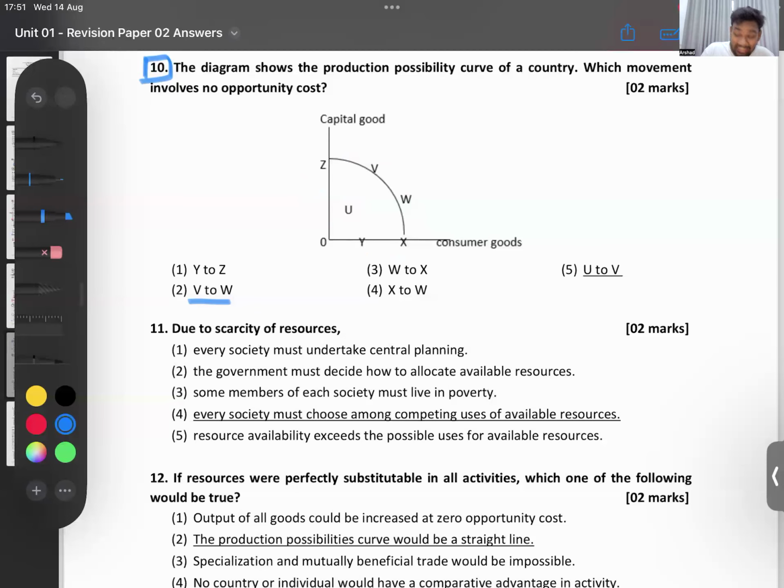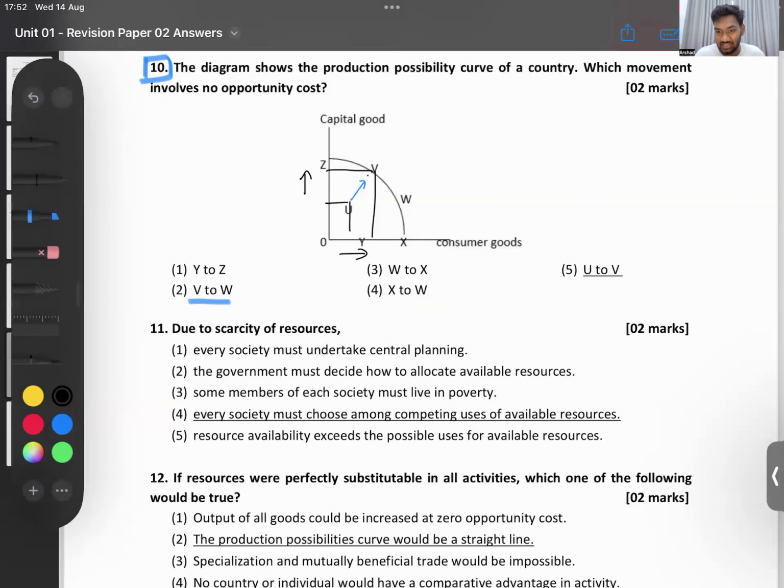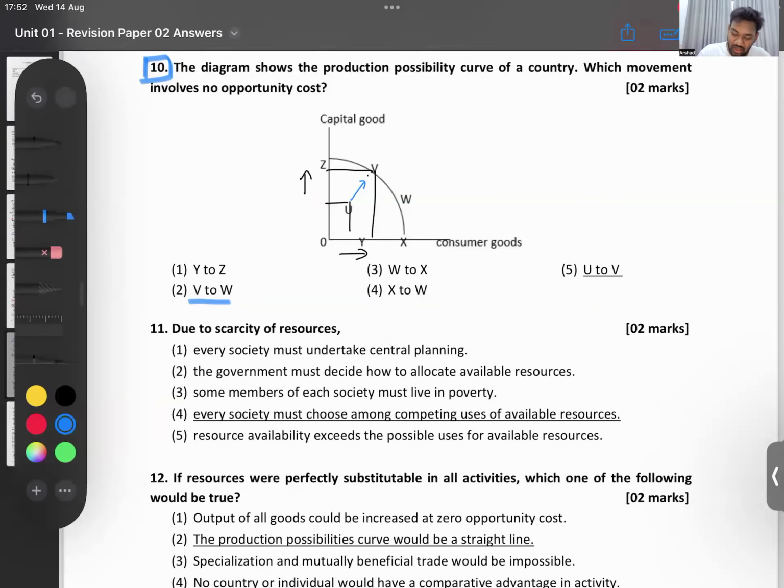right? Remember, this is connected to our fifth focus area, PPC. When going from point U to point V, you can increase the production of this good also. You can increase the production of this good also. You are not sacrificing anything. So that's why that is the answer. Yeah, U to W can also be correct, but there is no answer like that. So U to V, U to W, U to X, those are also fine. U to V is number 5, Lama. That is your correct answer.